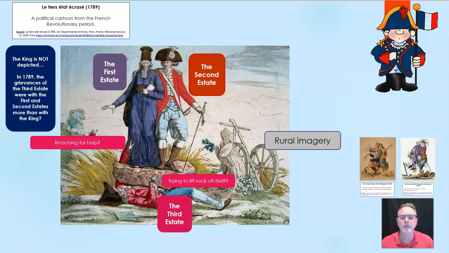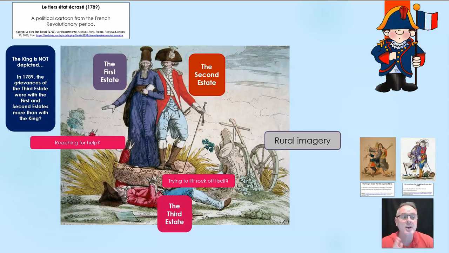Let's move on. There's a whole stack of rural imagery in here. We've got shepherds in the background. We've got a wagon that is left lying at the countryside as if work has been interrupted. We've got fruit on the ground left to rot. We've got a shovel on the ground. Very rural imagery. But it's interesting to note that a king isn't depicted.